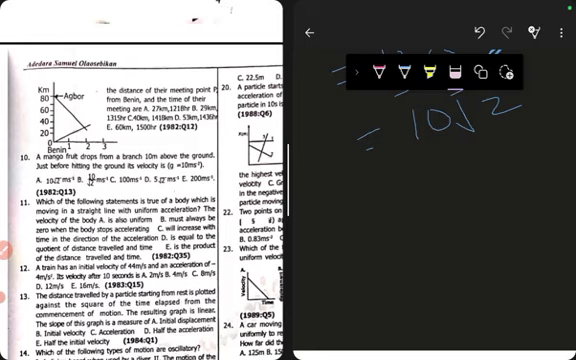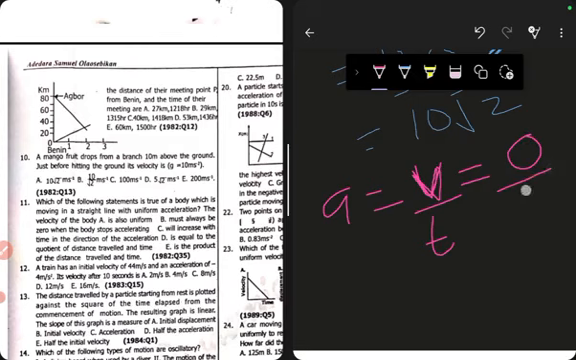No. Remember, acceleration is change in velocity over time. If velocity is uniform, that means it is not changing. Change in velocity will be 0 over time. So that means the acceleration should be 0. Uniform velocity means that acceleration is 0. So the velocity of the body cannot be uniform. So option A is out.